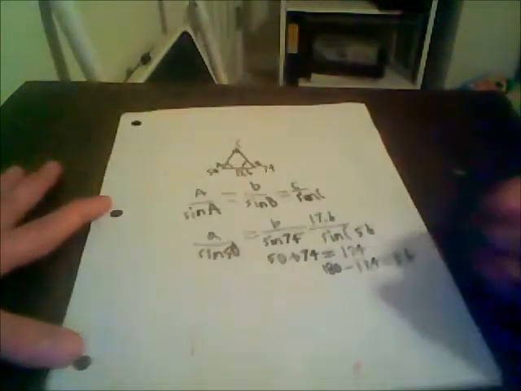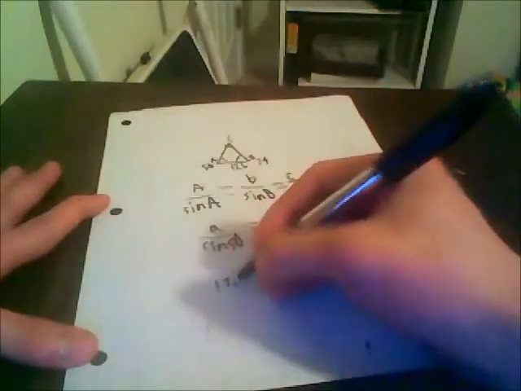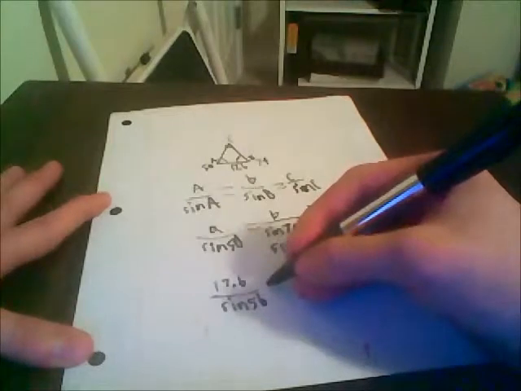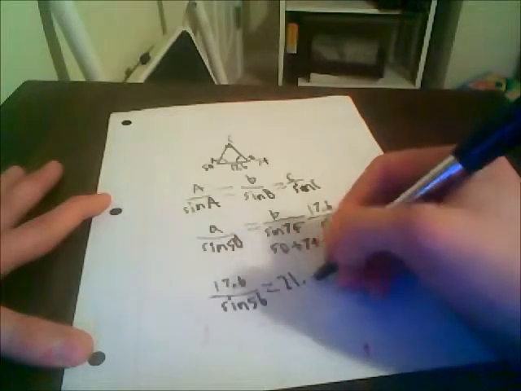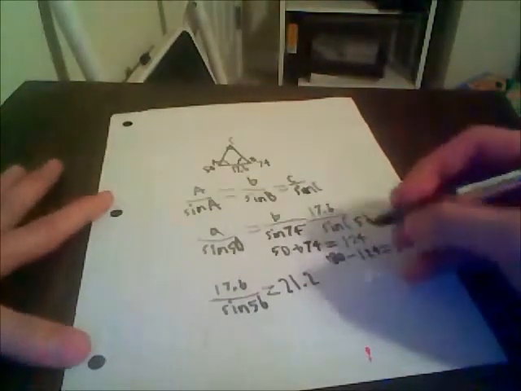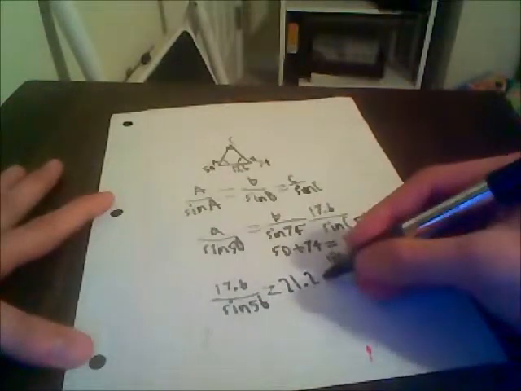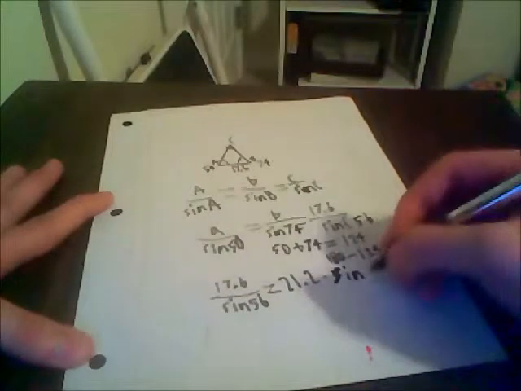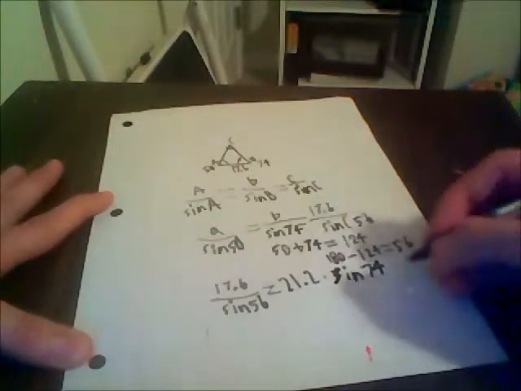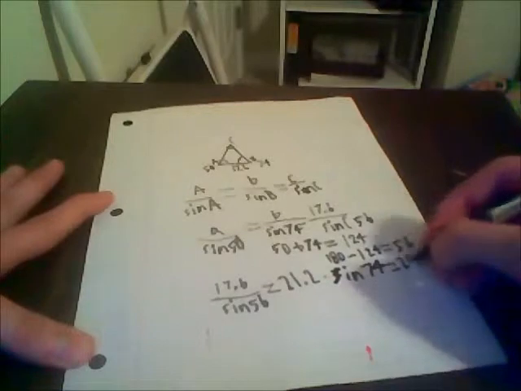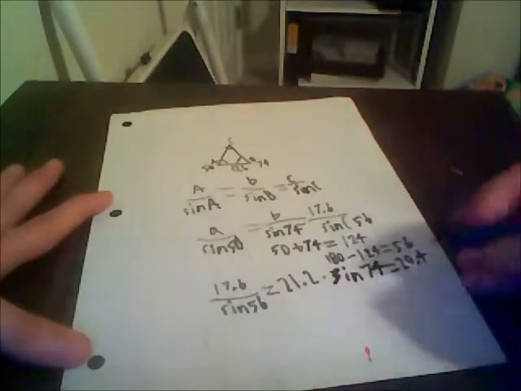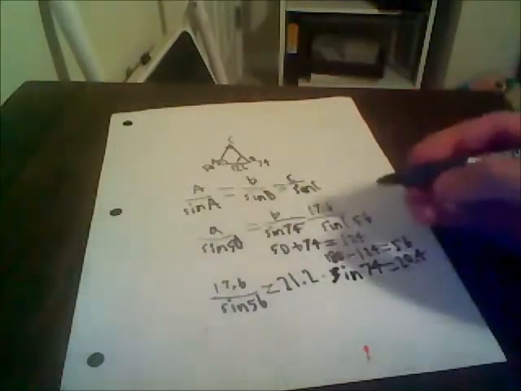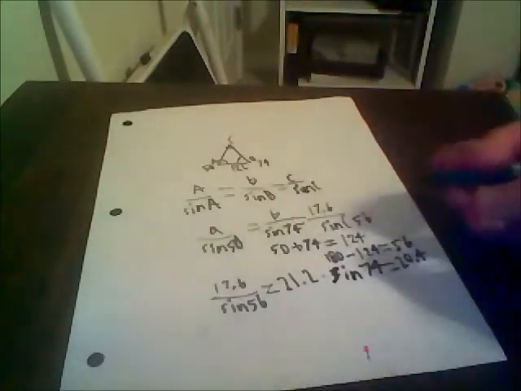17.6 by sine 56 will give you 21.2 using your calculator. And then you multiply that by sine 74. And that will give you 20.4. Therefore, that becomes B, the side that's opposite to sine B.